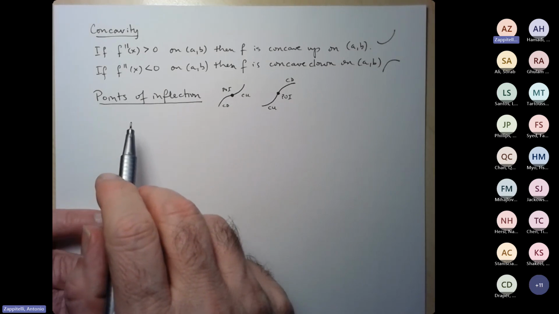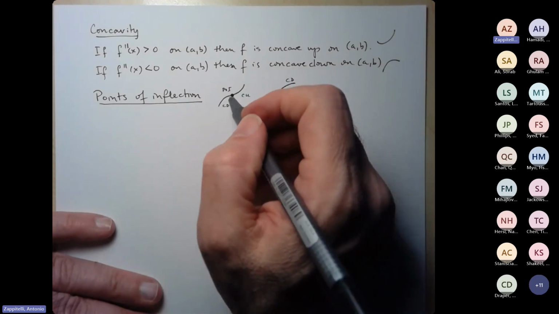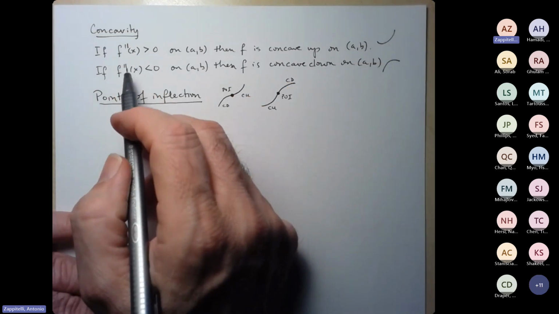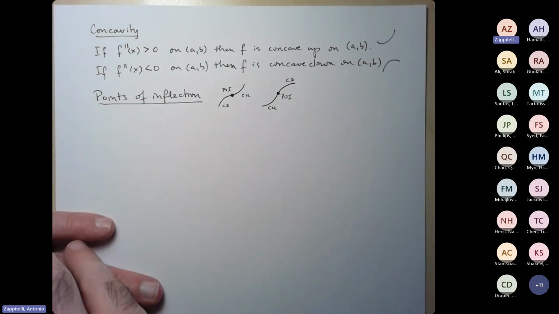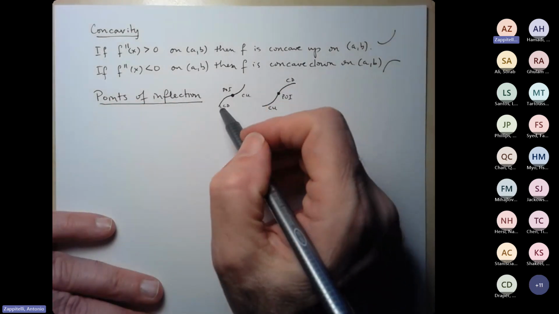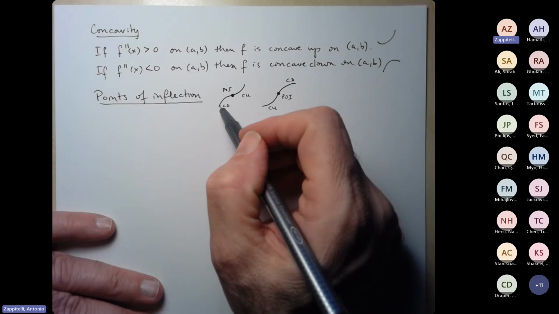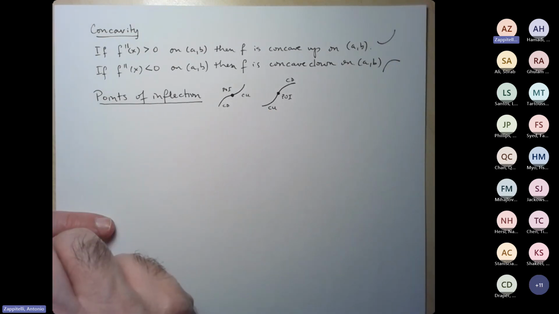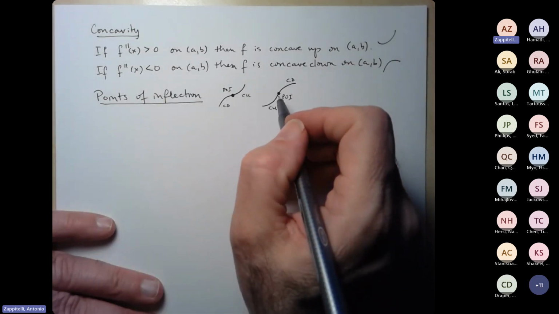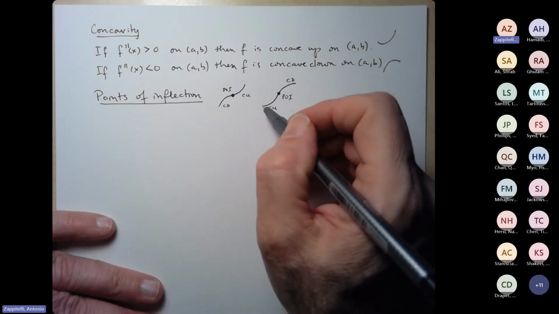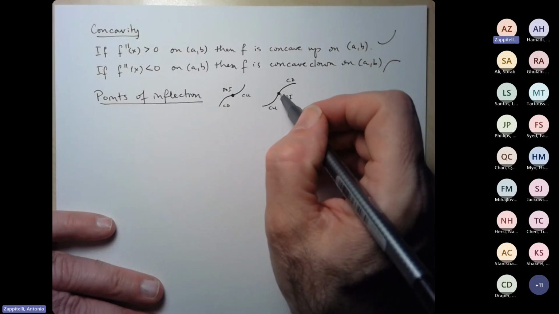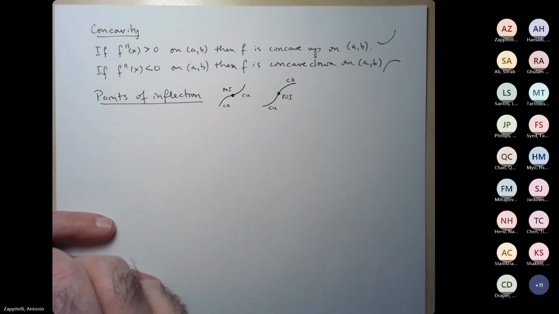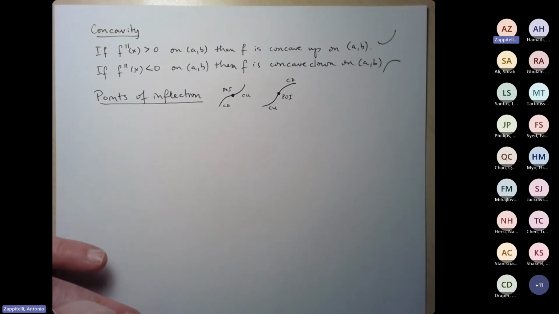Okay. And since the concavity has to change, it means what has to happen with the sign of the second derivative? It needs to change. So here, the second derivative must be changing from negative, where it's concave down, to positive, where it's concave up. Here, there's a point of inflection, but it's the other way around. The second derivative goes from positive, concave up, to negative, concave down. And that's what gives you your points of inflection.